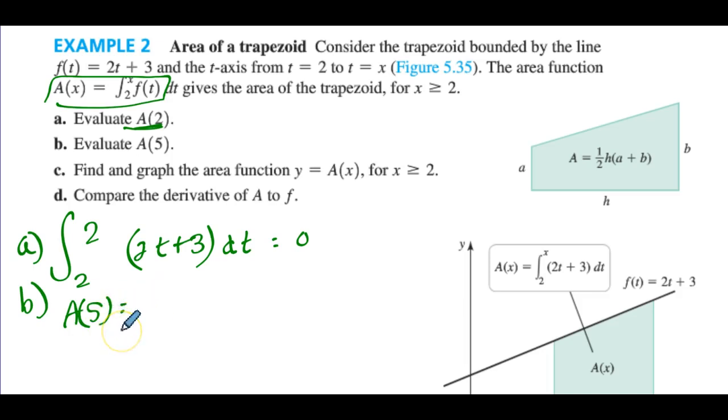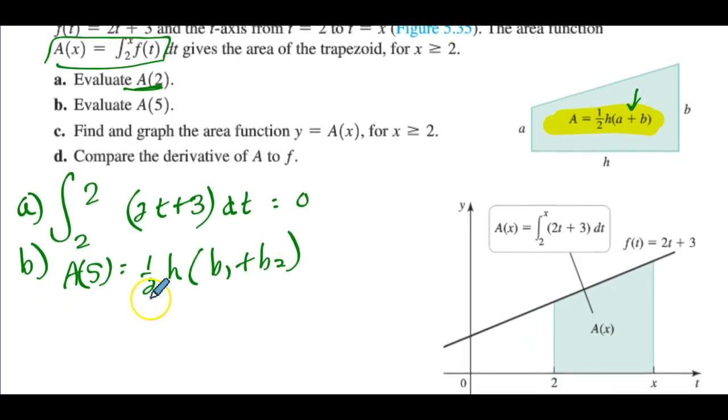Part B, it says a sub 5, which is, well, I don't know, maybe I should use some geometry here because they say it's a trapezoid. They give me a formula, so I'll do it both methods here. One half the height times base 1 plus base 2. A little bit different notation than what they're using, but it means the same thing.